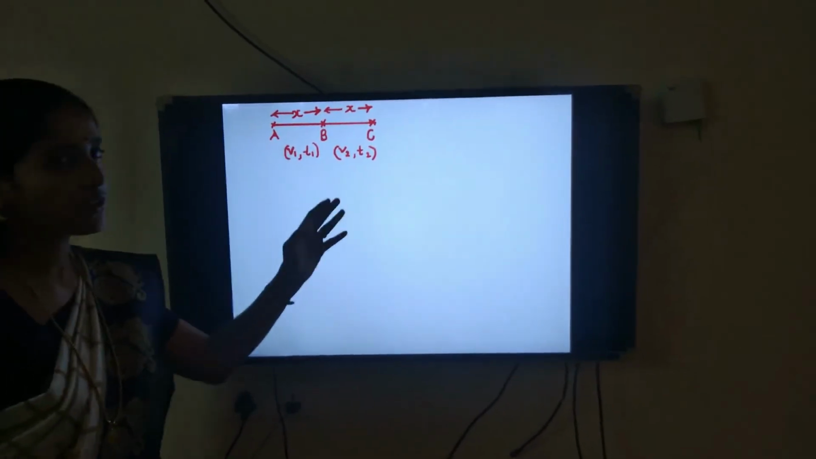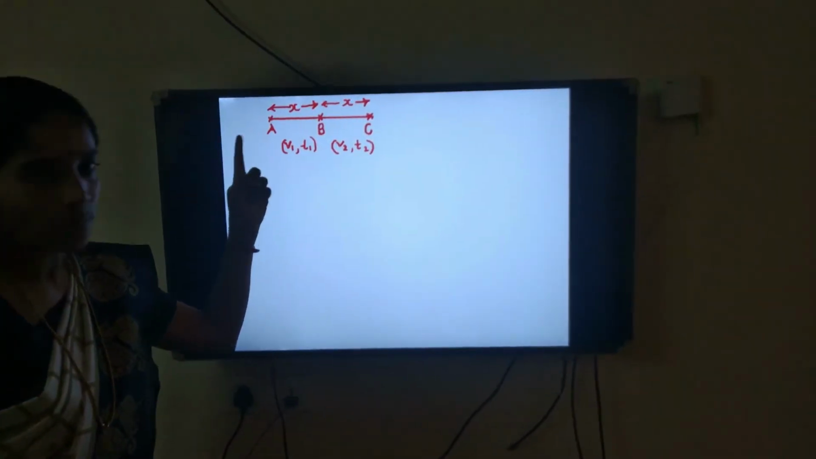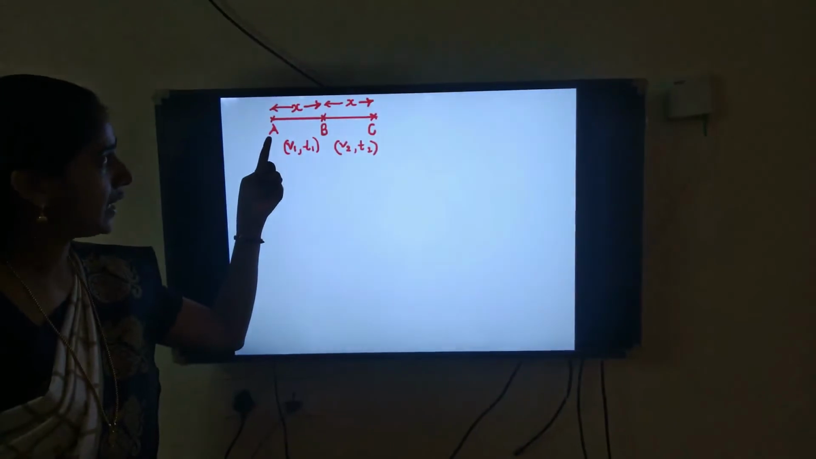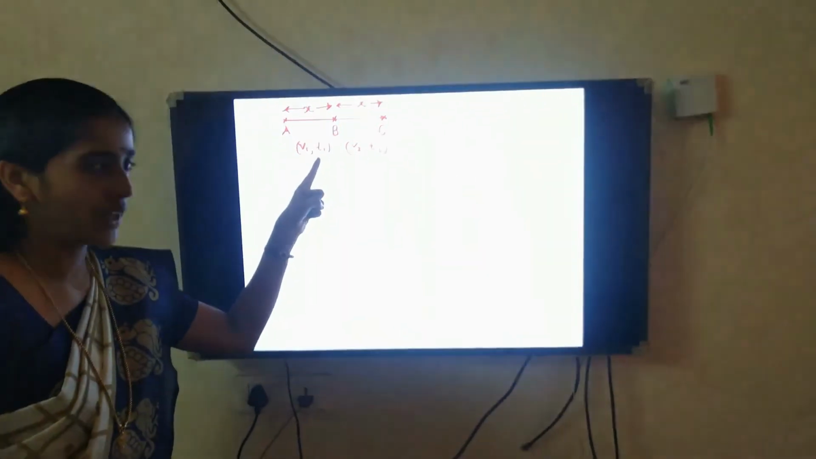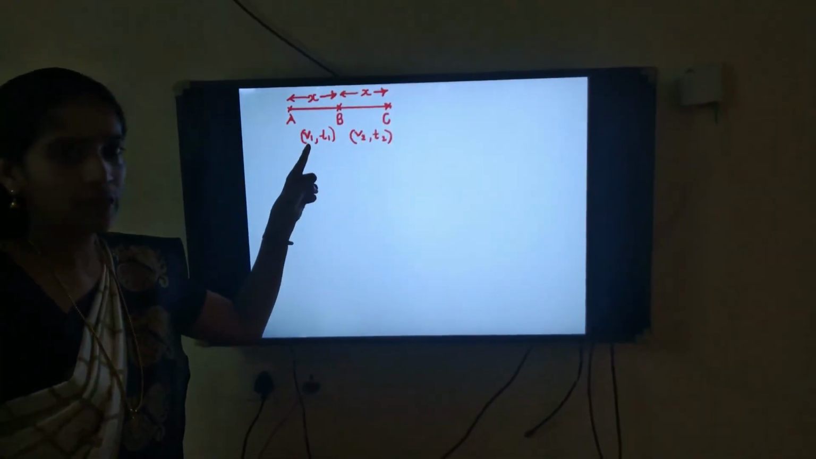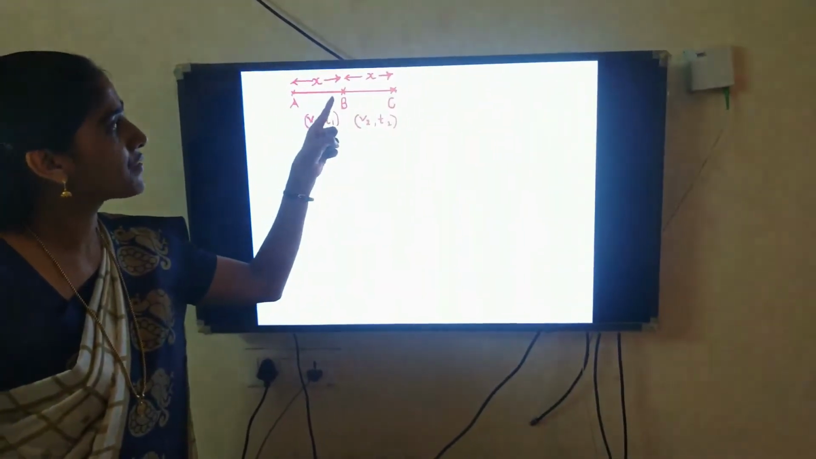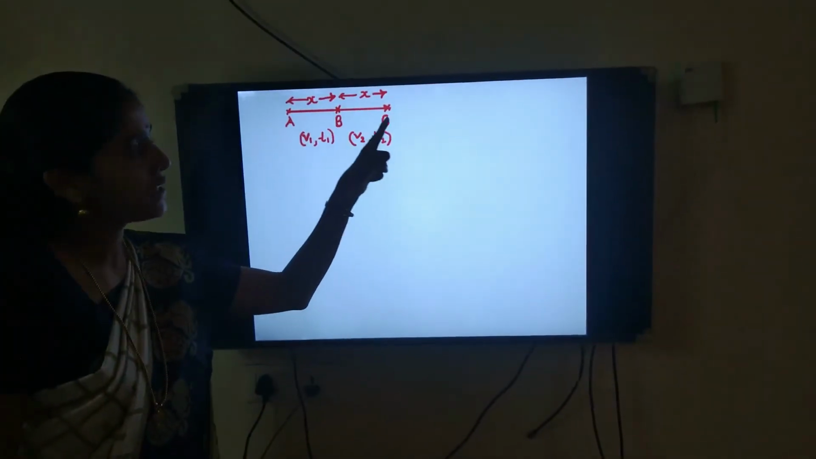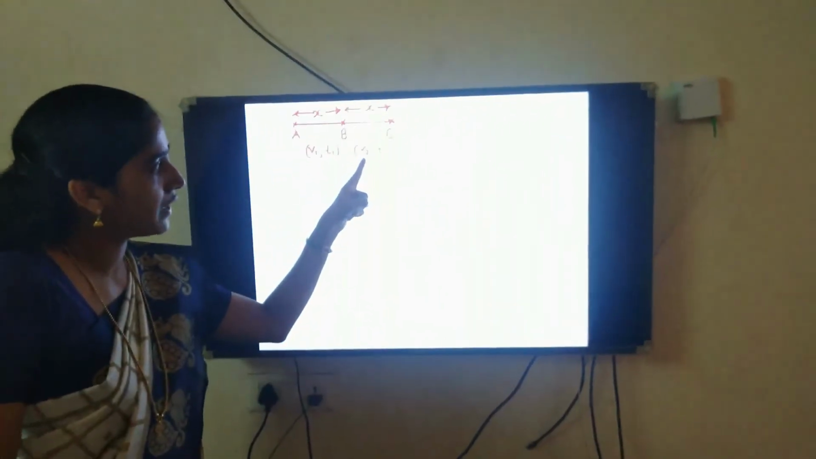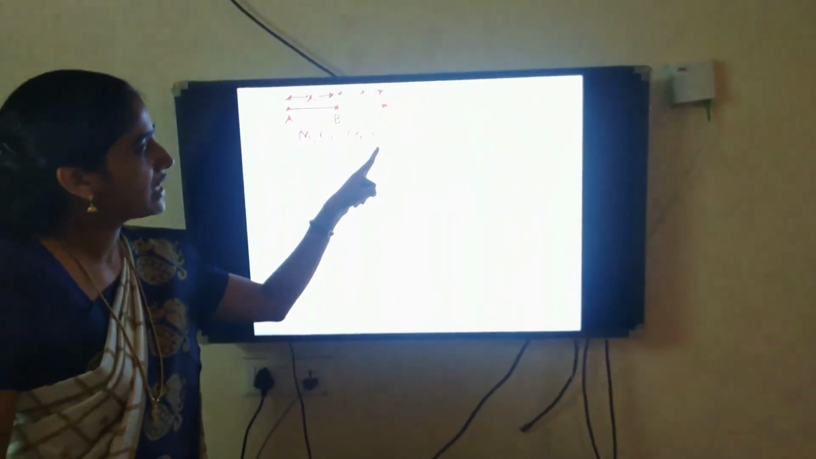Here the figure says an object travels from A then to B during a time t1 with an average speed of v1. And what is the distance of AB? X. Again, then he moves from B to C. At what average speed? V2. For what time? T2.